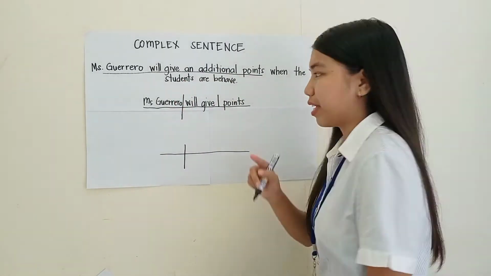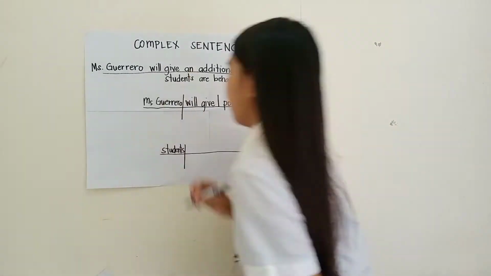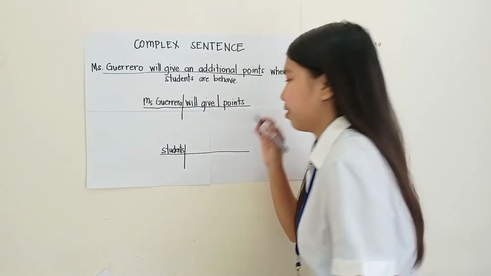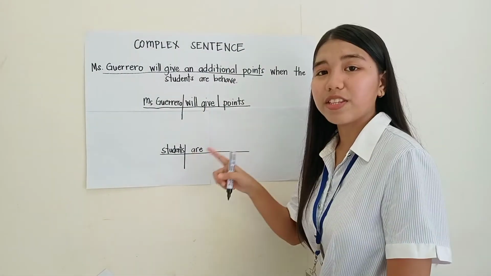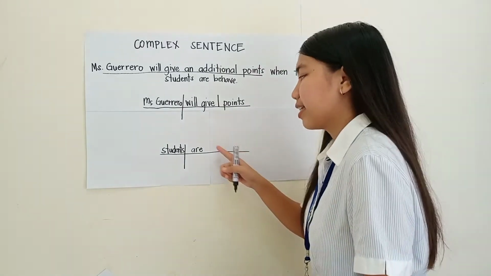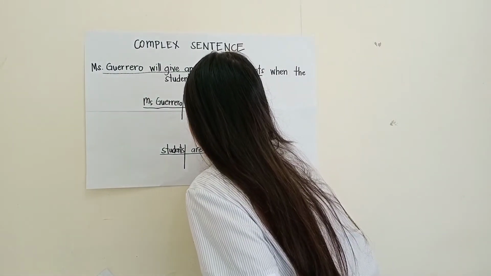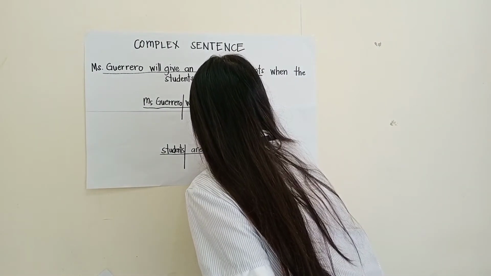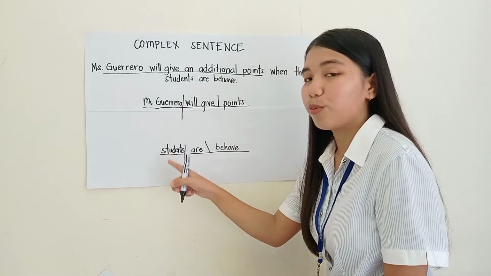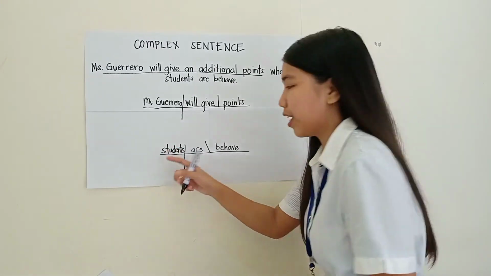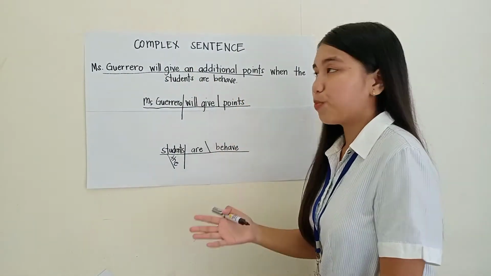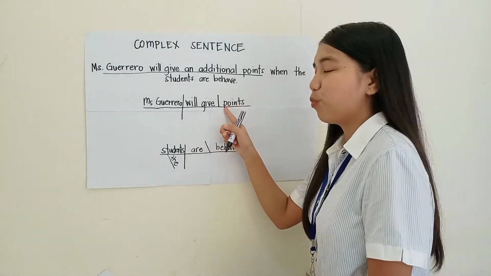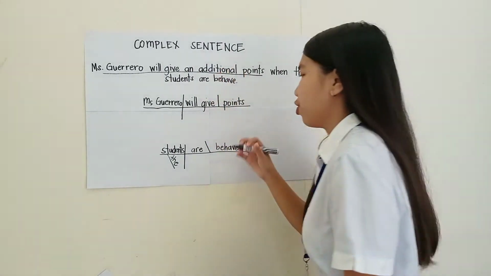And on the other part, what is the subject in the dependent clause? The word is students. So we should write here students. So what will be the action verb or the linking verb? The word is are. Because it is the word are, we should draw a slanted line and not a vertical line. Like this. And the word behave, we should put it right here. And the word the, we should put it underneath the word students because it modifies the word students. Like this. And on the first part, we should put the article and underneath the word points because it modifies the word points, as well as the word additional.